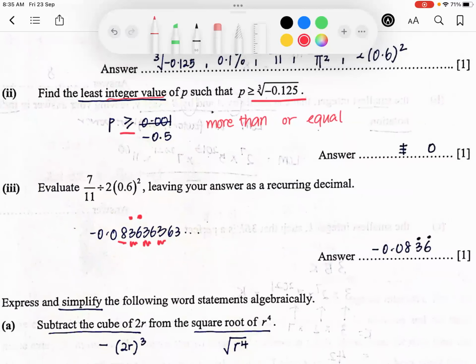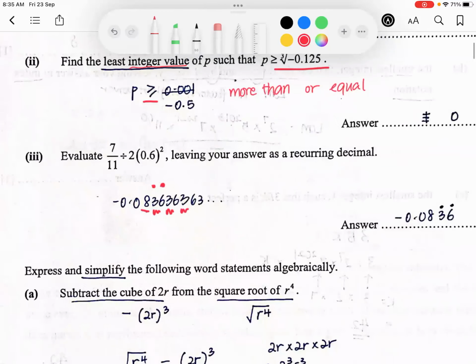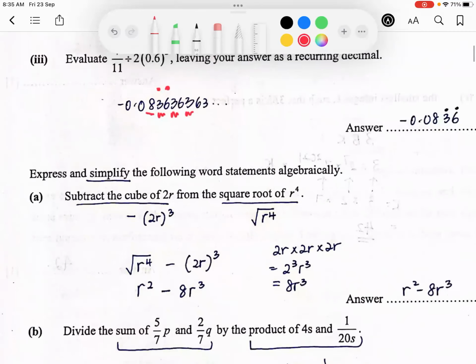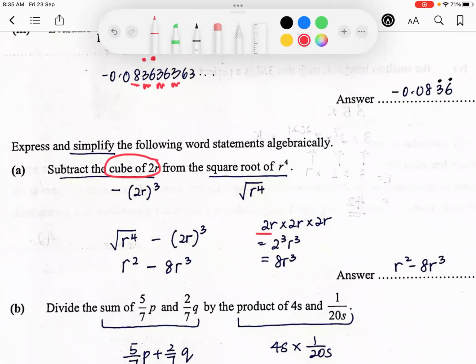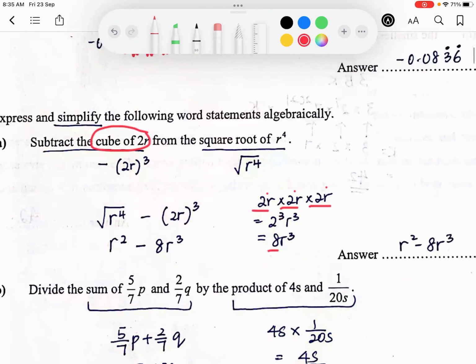Next question. Okay, expand and simplify the following word statement algebraically. Question here says subtract the cube of 2r. Cube of 2r. What is cube of 2r? So 2r is actually holding cube, right? Means multiply itself by 3 times. So 2r times 2r times 2r. So 2 times 2 times 2 will give you the number 8. Then r times another r times r will give you r cubed. Okay, so I will have this one. So that will be 8r cubed itself.